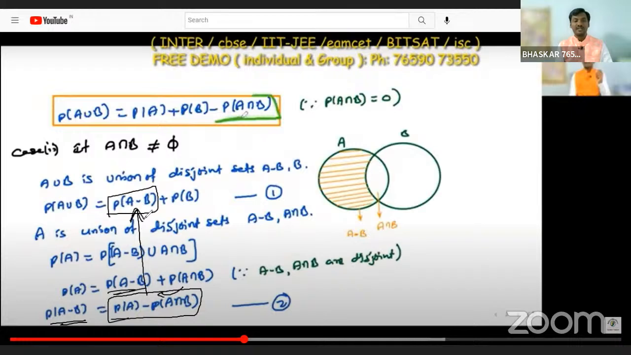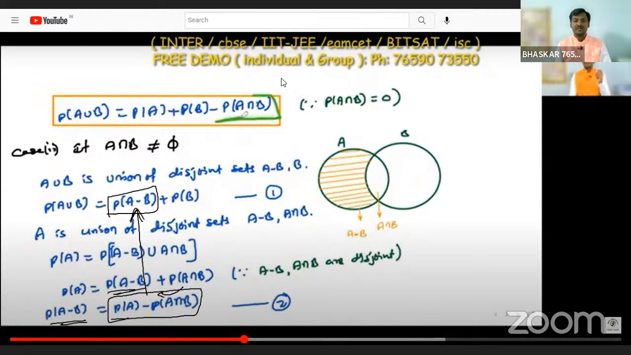In this equation 1, I am going to substitute equation 2. Then probability of A minus probability of A intersection B, plus probability of B, we get like that.